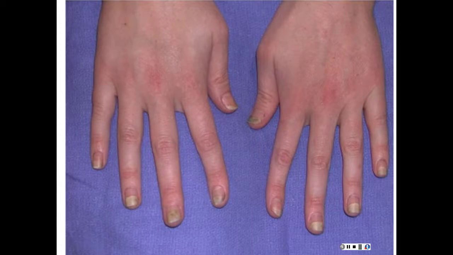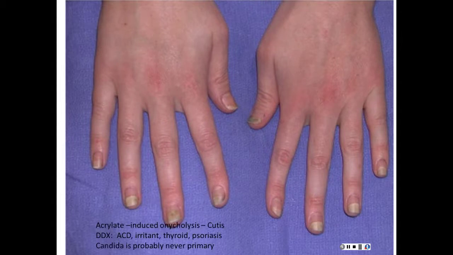Think about connective tissue disease. So connective tissue disease would certainly be high. Irritant dermatitis you'd have to consider. Acral erythema, but this appears more dorsal than volar. Some sort of viral exanthem you could put in your differential. And this was acrylate induced.